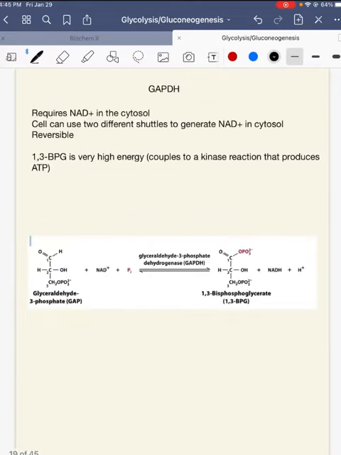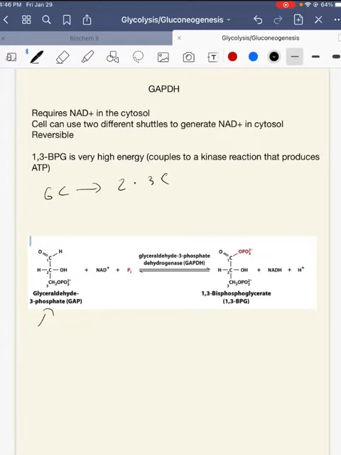Okay, so now we have GAP. So remember, now we have this. There's two of these because we had a 6-carbon molecule, and it split into two 3-carbon molecules. So we have two of these. So anything we make now will be doubled. Does that make sense? Because we have two GAP molecules when we split.